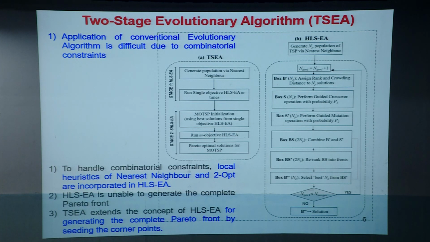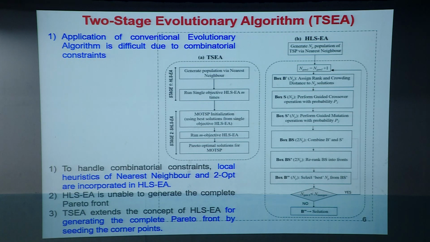Now the problem with this algorithm is, even though the idea was good, the idea was combining the advantages of both the meta-heuristic algorithm and local search. But what we have seen is that when we apply this particular algorithm to the multi-objective traveling salesman problem, it only generates part of the Pareto front. It does not generate the complete Pareto front. And there is a reason why it is not generated. So what we have done is extend this algorithm to another algorithm, which is the two-stage evolutionary algorithm.